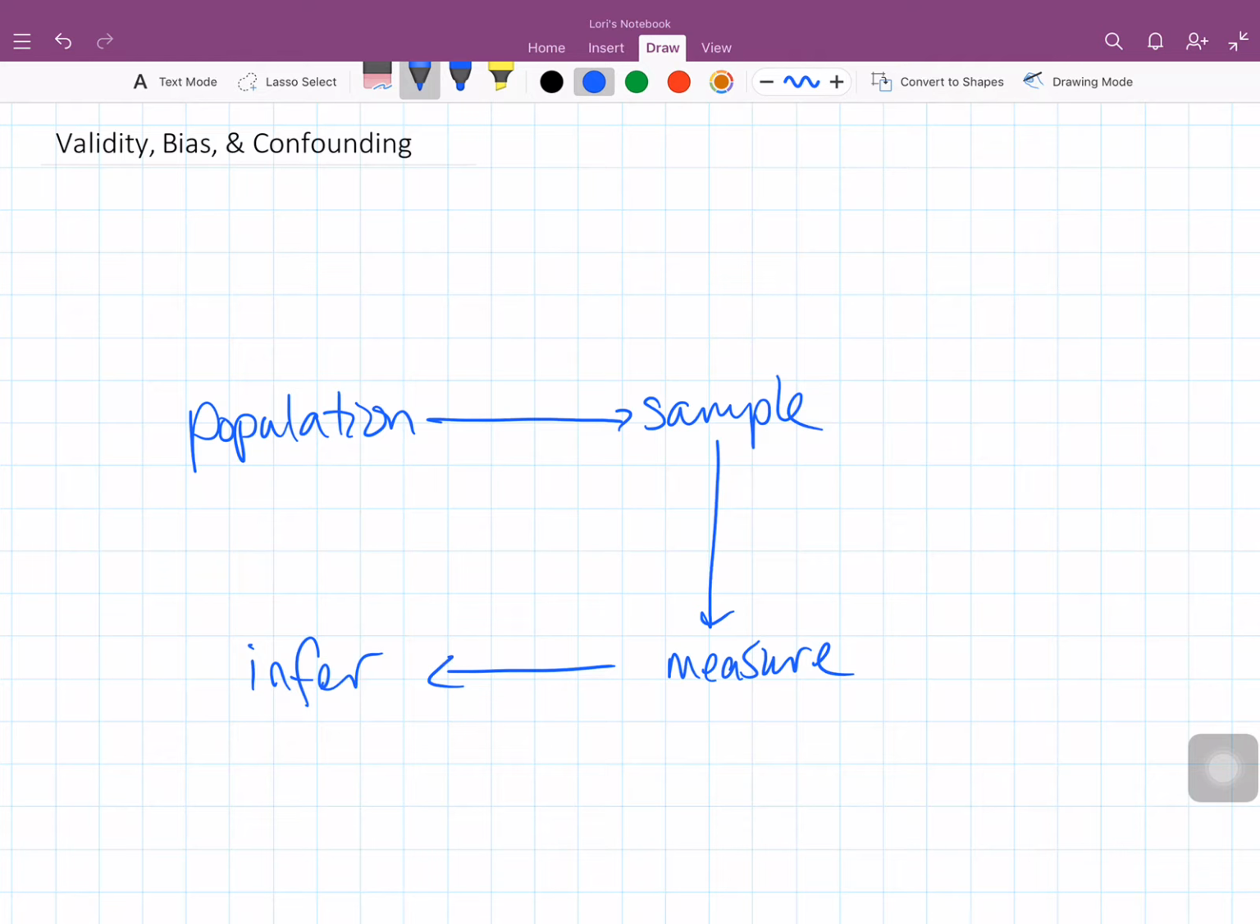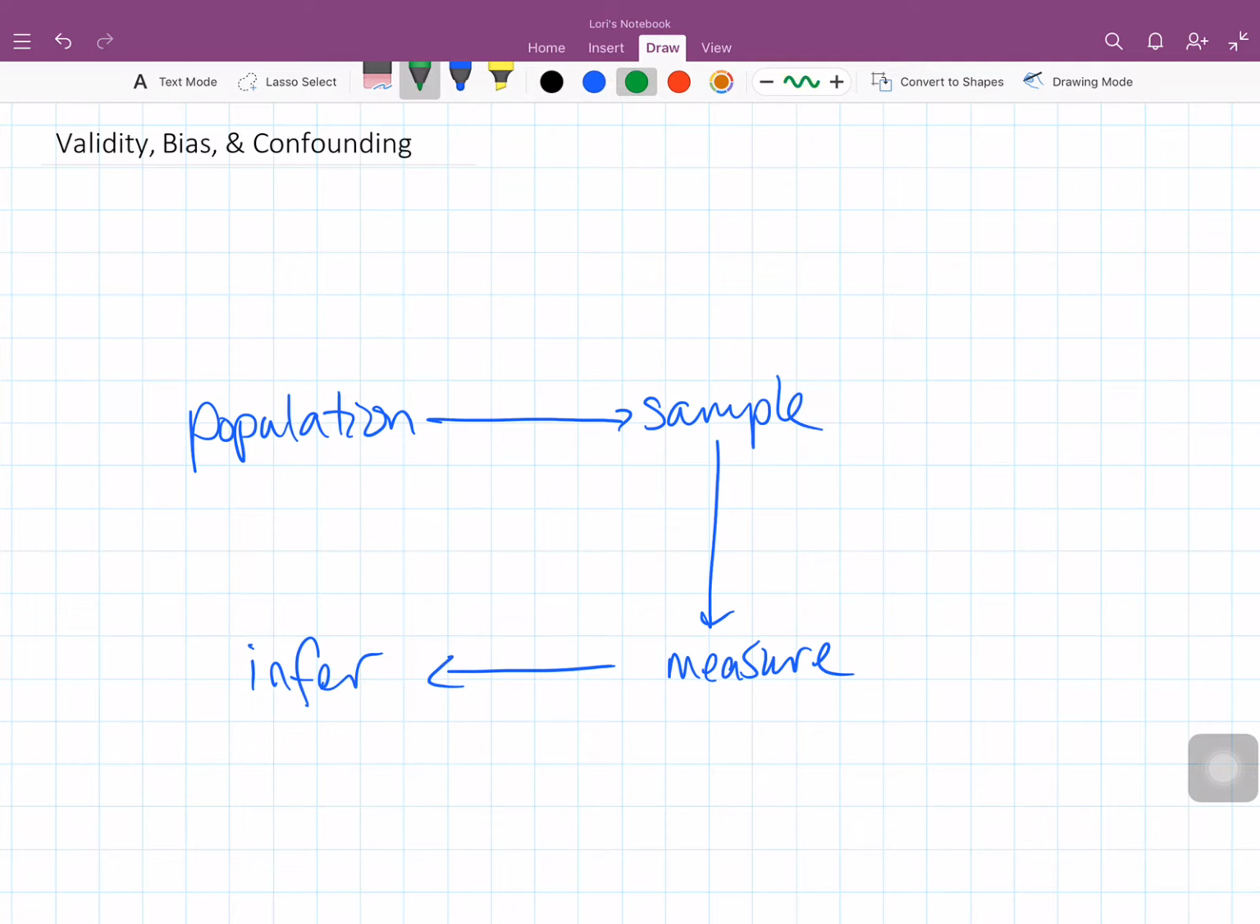Hello and welcome to this discussion on validity, bias, and confounding. A lot of the things that we've been talking about up until this point have really been pointing to this discussion. And so when public health professionals really start understanding how all of the pieces of biostatistics and epidemiology work together, a lot of times this is where that can really come together.